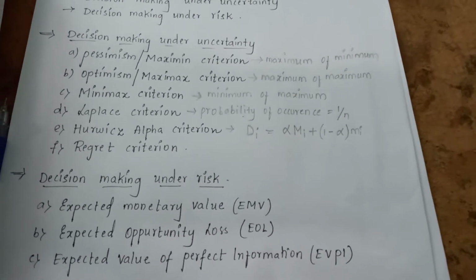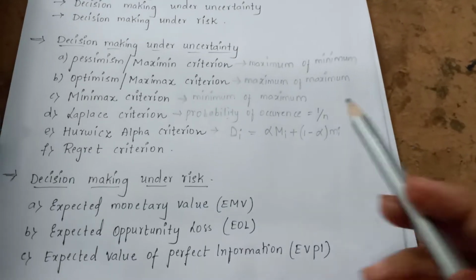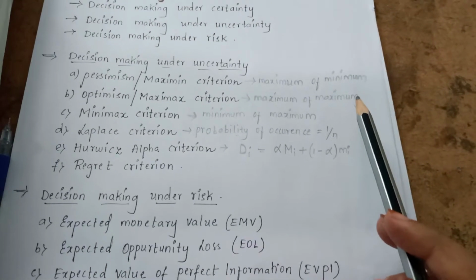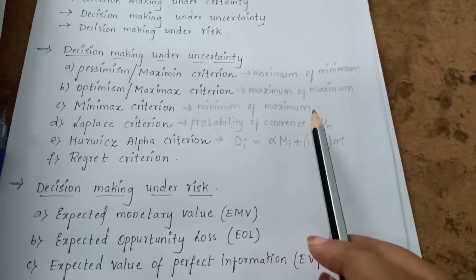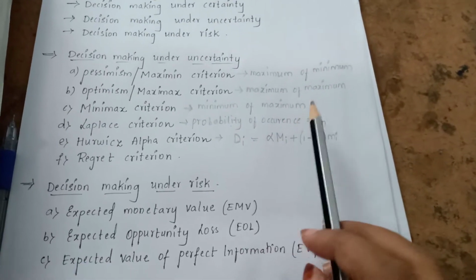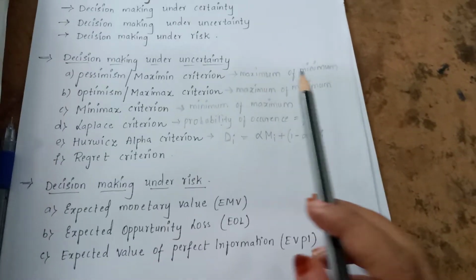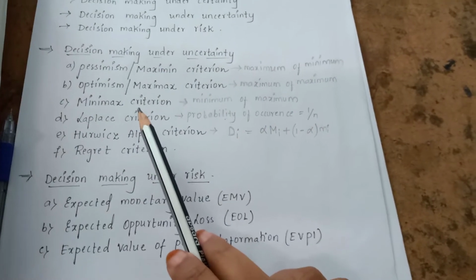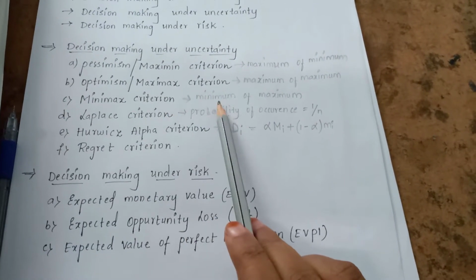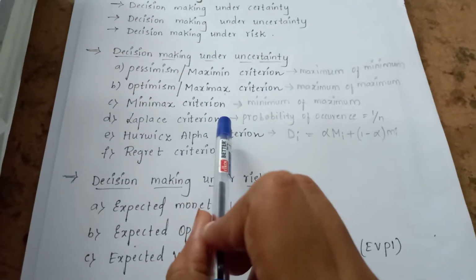The Minimax stands for minimization of maximum. Here the decision maker will select the maximum payoff from each course of action, and from those payoffs he'll select the minimum payoff, and the particular course of action is selected. Clear, everyone? This criterion is known as Minimax criterion, which stands for minimum of maximum payoff. Okay. The next one is Laplace criterion.